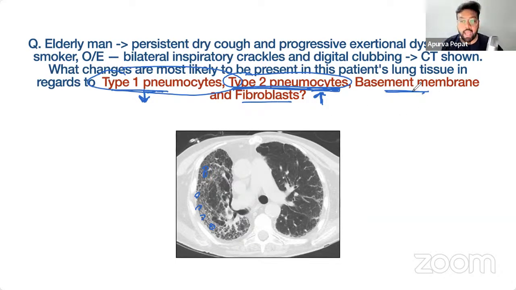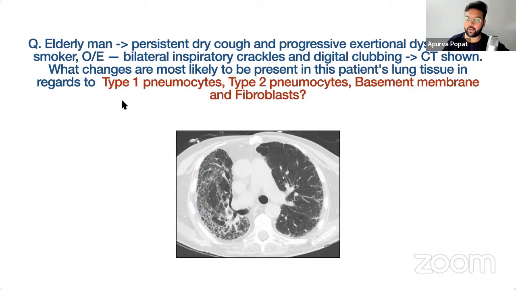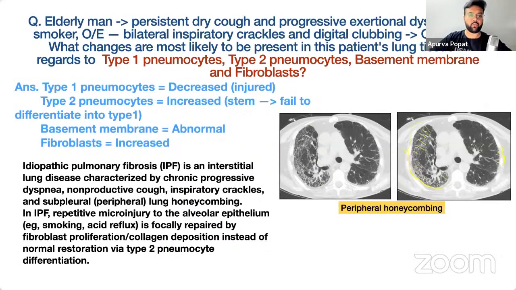And because of a lot of damage, will the basement membrane be dysfunctional or functional? Dysfunctional. Because there is a lot of fibrosis happening, what will happen to the numbers of fibroblasts? Increase. Perfect. So this is what happens in lung fibrosis. Type 1 pneumocytes are less because of injury, type 2 pneumocytes are upregulated because that's the body's response, since they are stem cells, the basement membrane is dysfunctional, and fibroblasts are increased. This is fibrosis, and if it's rapidly progressing, we call it idiopathic pulmonary fibrosis.